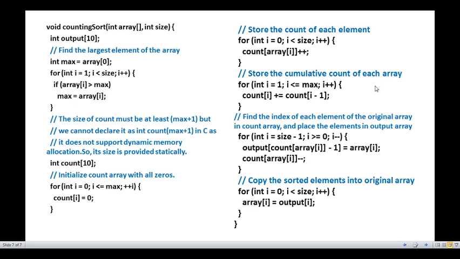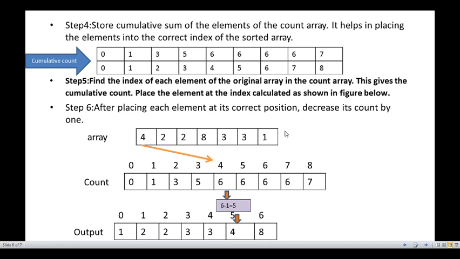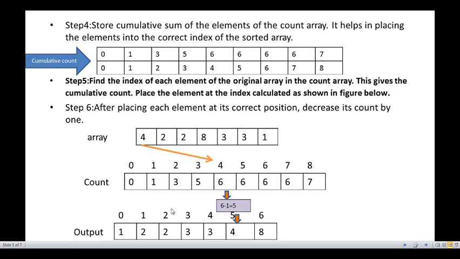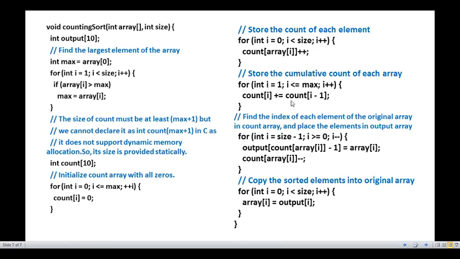Then store the cumulative count of each element. So how to find the cumulative count? We are adding the count of i and the count of i minus 1. Count of i equals count of i plus count of i minus 1. See, here we are adding the cumulative count, this plus this. Count of 2 is what? Count of this plus this. So we use count of i equals count of i plus count of i minus 1, meaning the current element and the previous element sum, for all the elements.